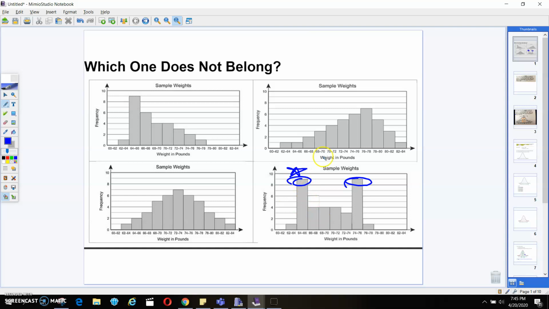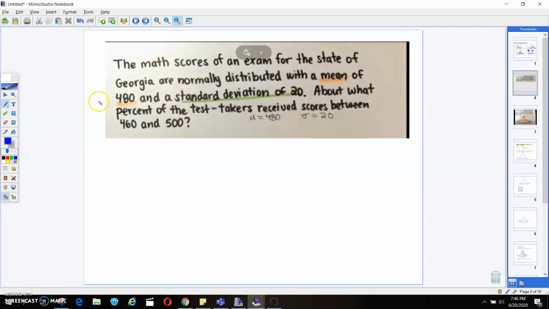two large humps rather than just one. All the rest of these have one greatest maximum. These have two. And this is going to be something called bimodal, which we'll talk about a little bit later. Okay, so this is the video that you should have watched.